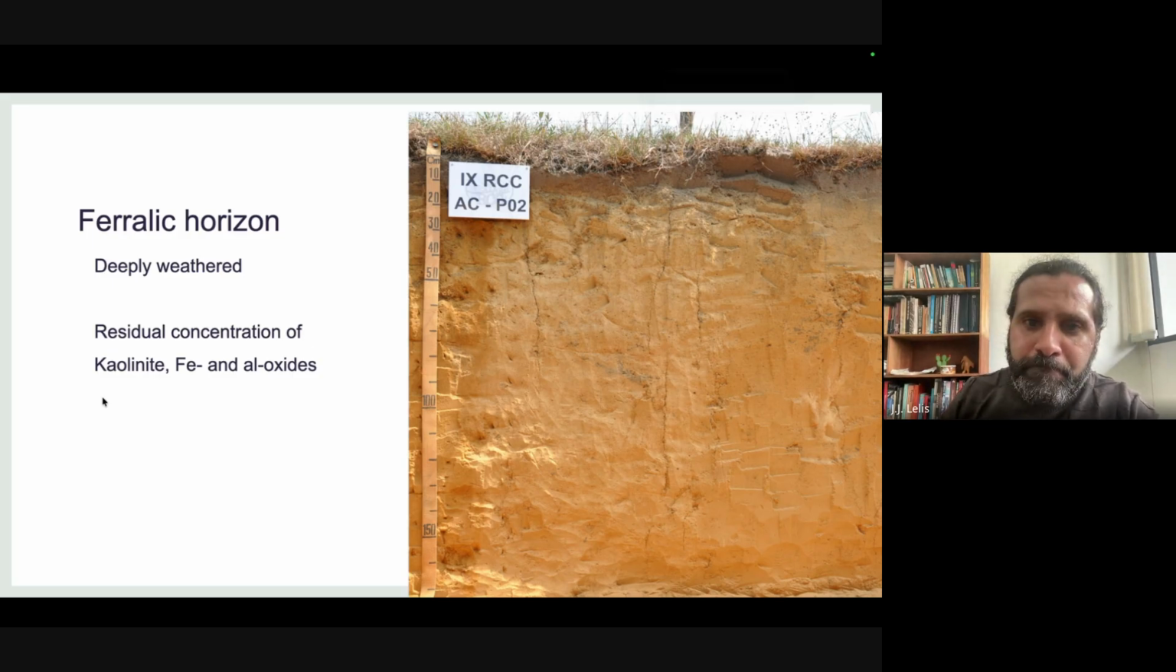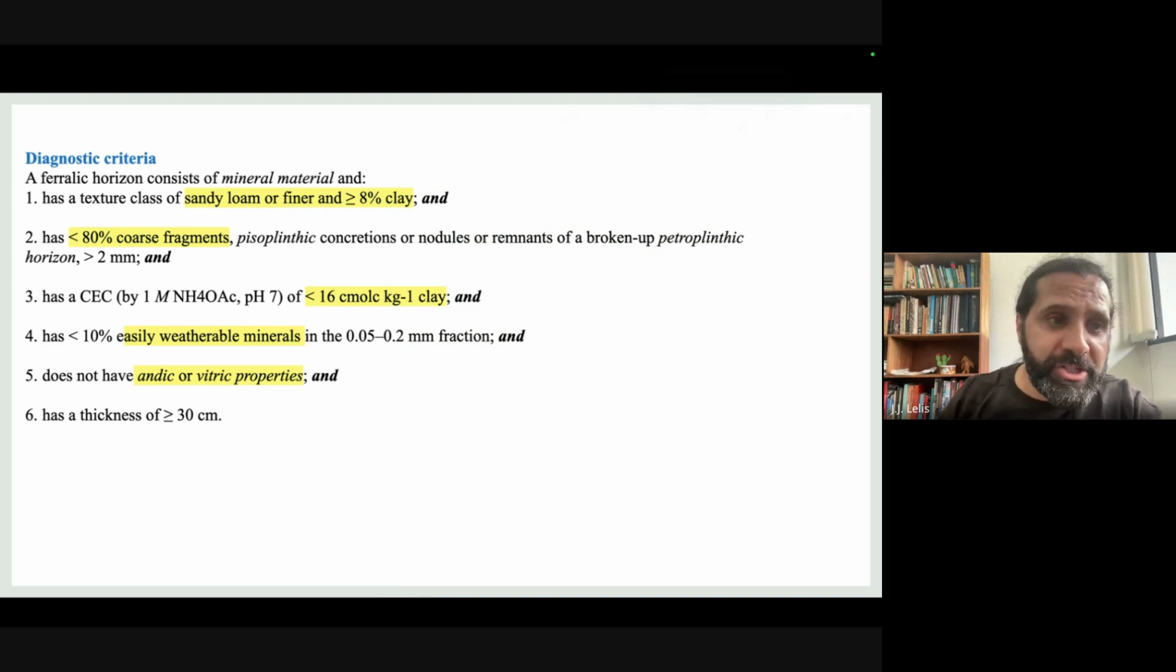Okay, let's see the criteria to identify a ferralic horizon. A ferralic horizon is composed of mineral materials, so the organic carbon content is below 20%. It registers a texture of sand, loam, or thinner than this. So I cannot register a sandy texture in a ferralic horizon, and the minimum clay content is 8%.